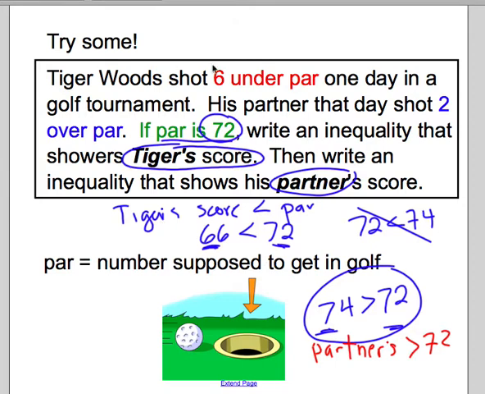And then we just did some practice problems, and this was about Tiger Woods, and he was 6 under par, and you guys knew to subtract 6 from 72, so Tiger's score compared to par was 66 is less than 72. His partner shot 2 over par, so we have to add 2 to 72. So his partner compared to par was 74 is greater than 72. And we could put all three of these together in a double inequality. We could say 66, Tiger's score, is less than 72 par, which was less than 74, his partner's score.